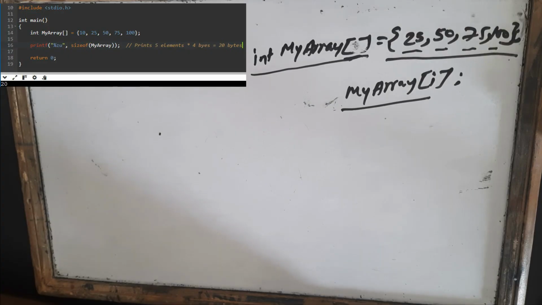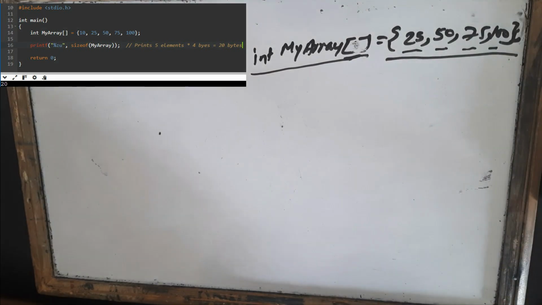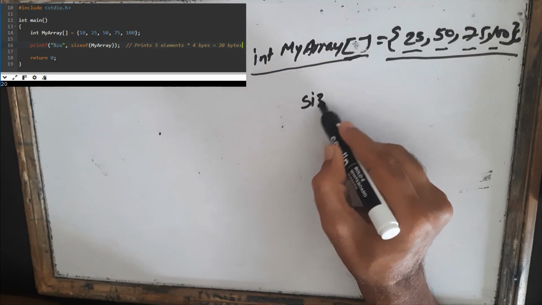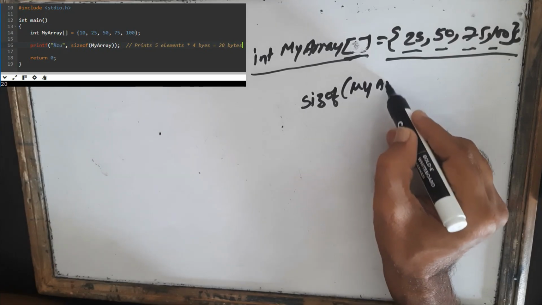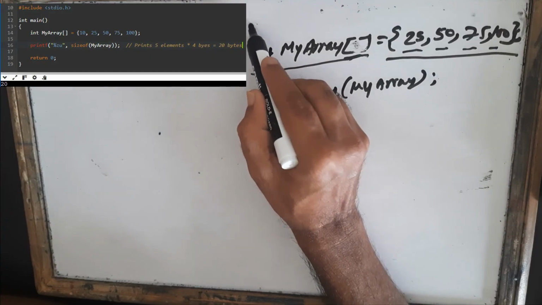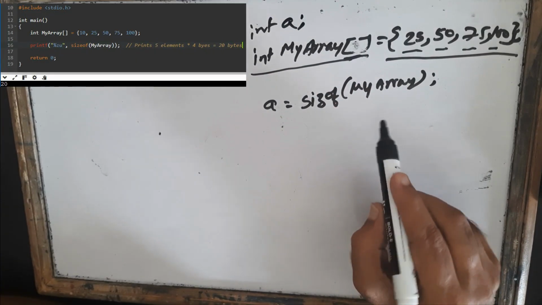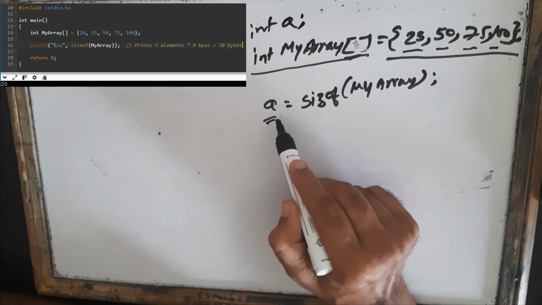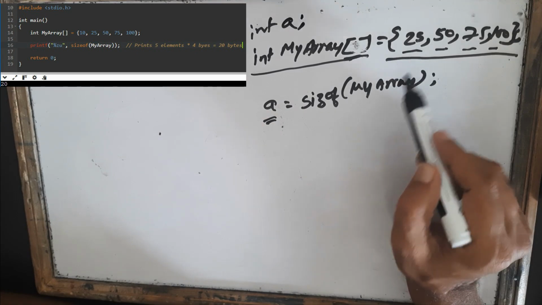Here you can see the size. This is the declaration and definition of the array, and sizeof my_array: int a is equal to sizeof my_array. The a will be the calculated size. Here you can see it is 20.